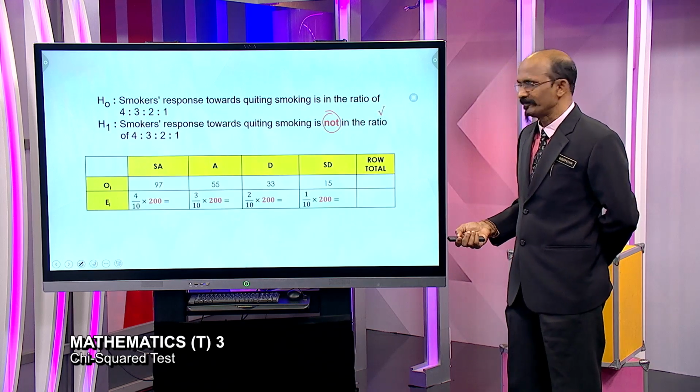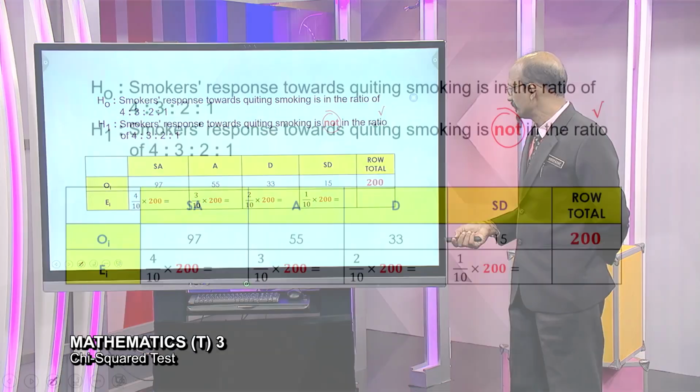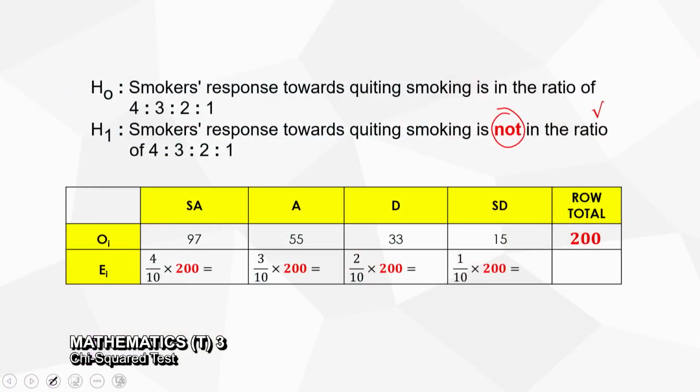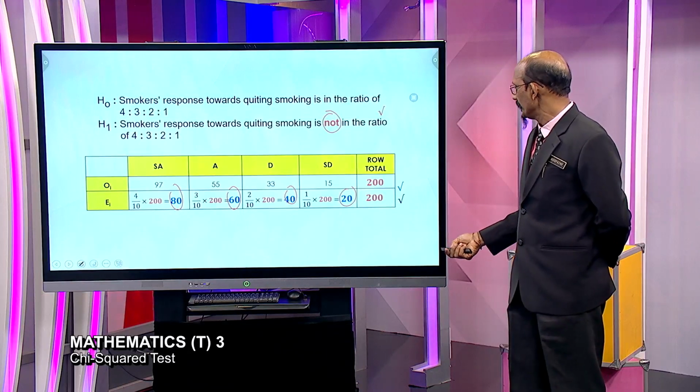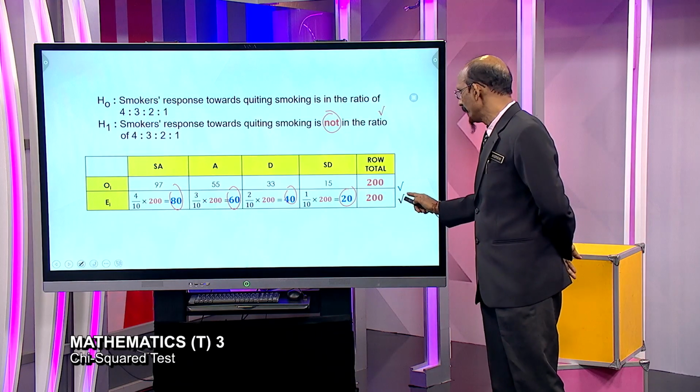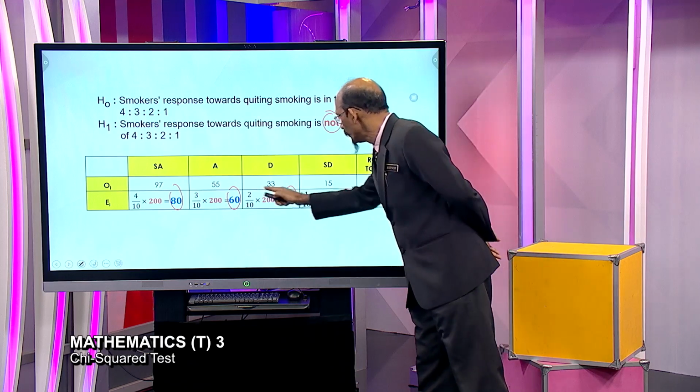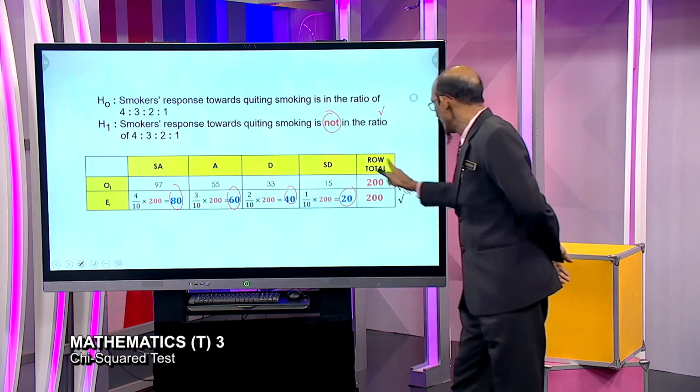We find our expected frequency. So our total frequency here is 200. So based on the 200, we calculate our expected frequency. So we get 80, 60, 40, and 20, and total is 200. So if you notice here, all the values here are greater than 5. That means you don't need to combine. So we continue again. So you get 2 marks here. 1 for getting the blue values there. Another mark for all correct.